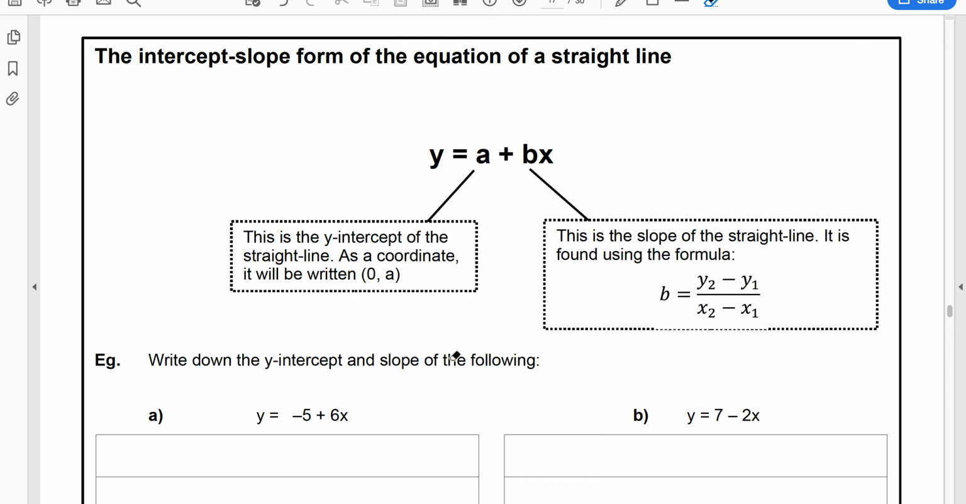Welcome Year 11s to this next video about Chapter 6. As you can see, we're looking at the intercept slope form of the equation.